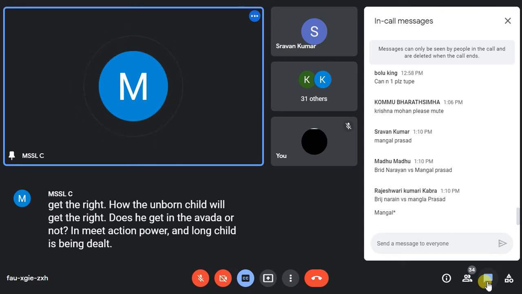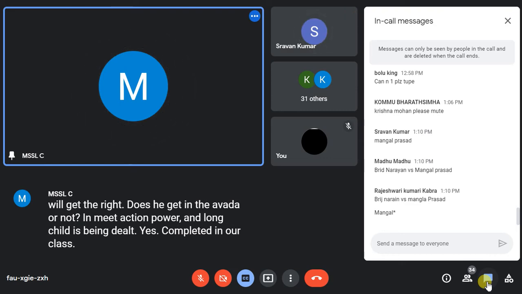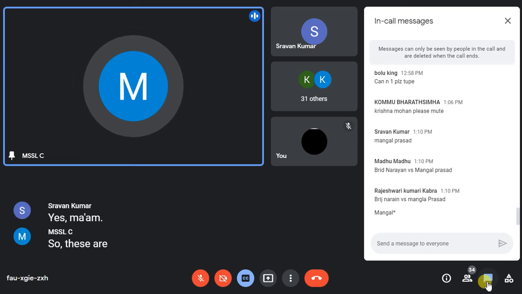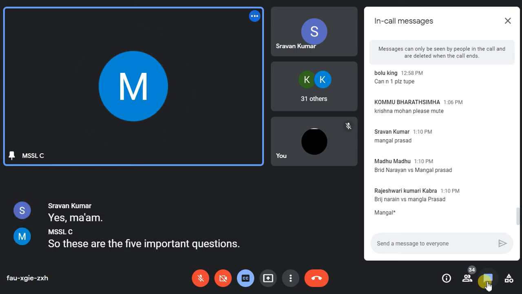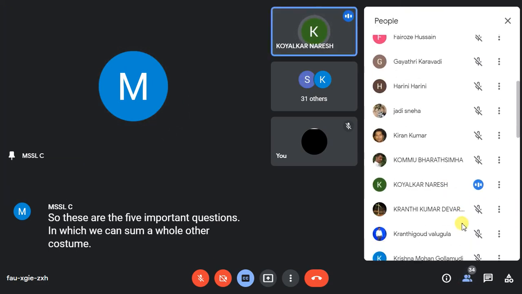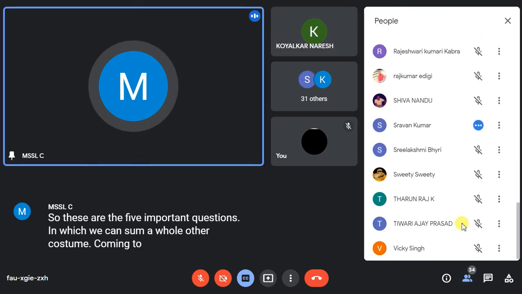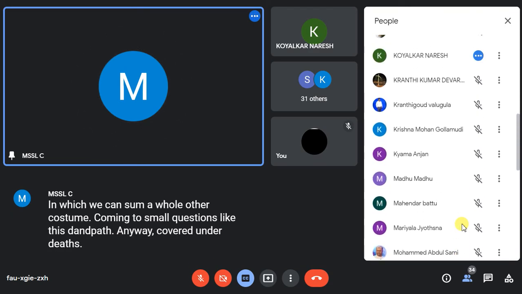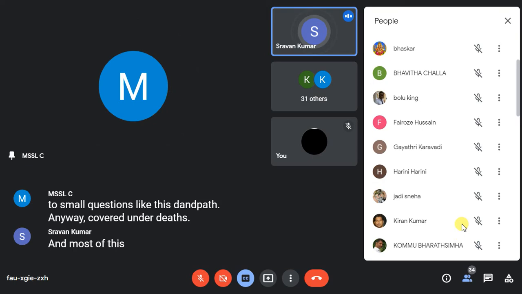We have completed this in our class. So these are the five important questions in which we can sum up our whole first unit. Coming to small questions, Dandaniti is anyway covered under the topics, and most of these things are covered, I think.